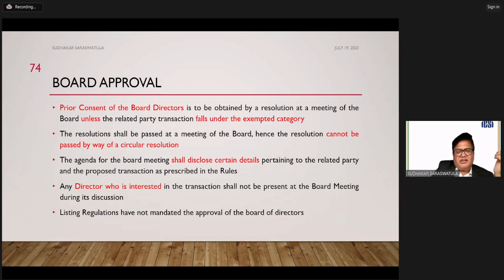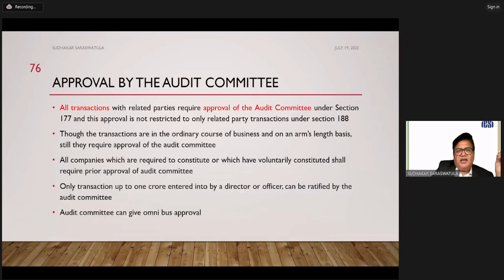And the listing regulations have not mandated the approval of the board of directors, but that doesn't mean you will bypass the board, because 188 anyway requires it. As far as the approval of the audit committee is concerned, it is the approval that it requires. So the audit committee has to either approve or disapprove it.